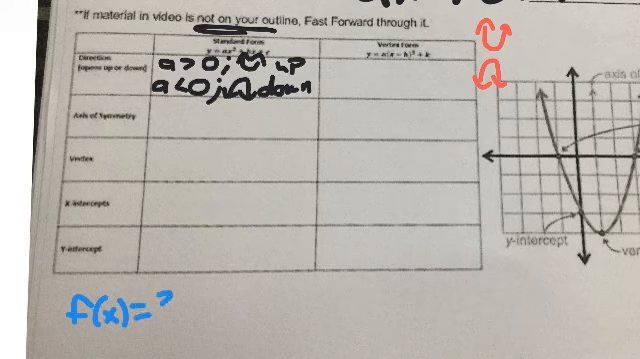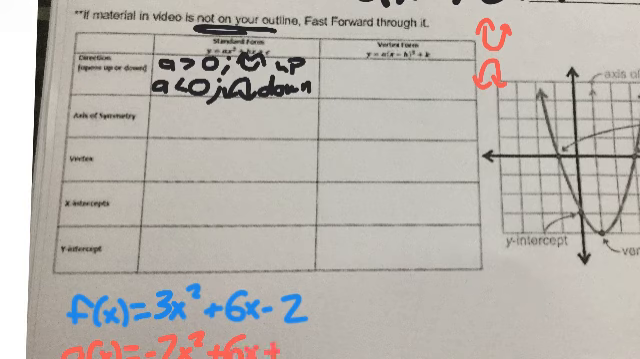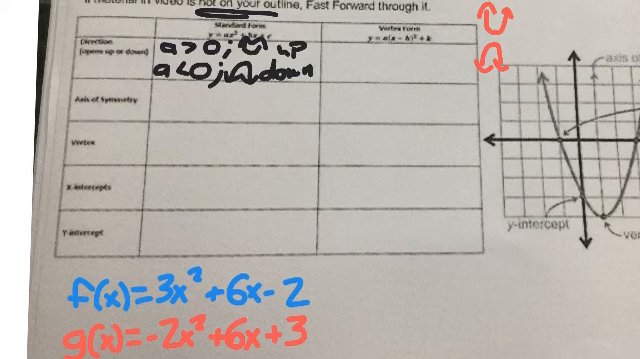So, for instance, if we had something that was f of x equals 3x squared plus 6x minus 2, this would open up because my a is positive. If I had something that looked like, let's call this one g, g of x equals negative 2x squared plus 6x plus 3, that graph would open down because the leading coefficient is negative.